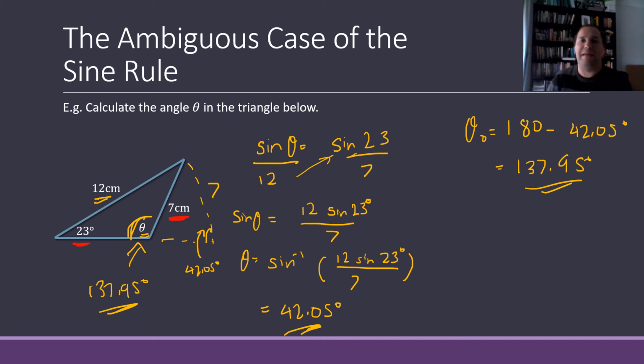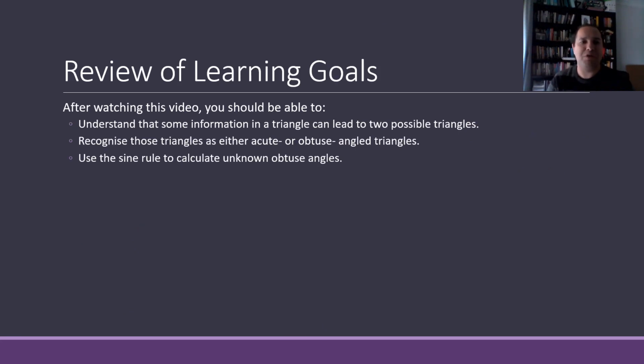And that's how we use supplementary angles and the ambiguous case of the sine rule to help us work out obtuse angles. So after watching this video, you should be able to understand that there are some situations where the information provided might mean there are two possible triangles that can be drawn, one with an acute angle and one with an obtuse angle. And then recognize those two different types of angles and then use the sine rule and that 180 minus our acute angle to find out the value of our obtuse angle, if that's what you need to find.